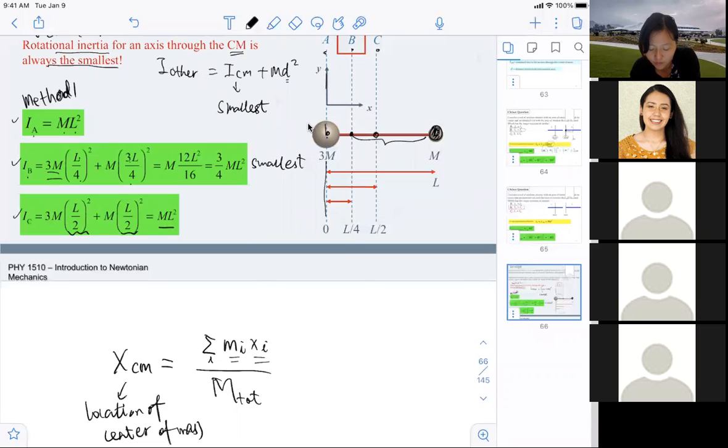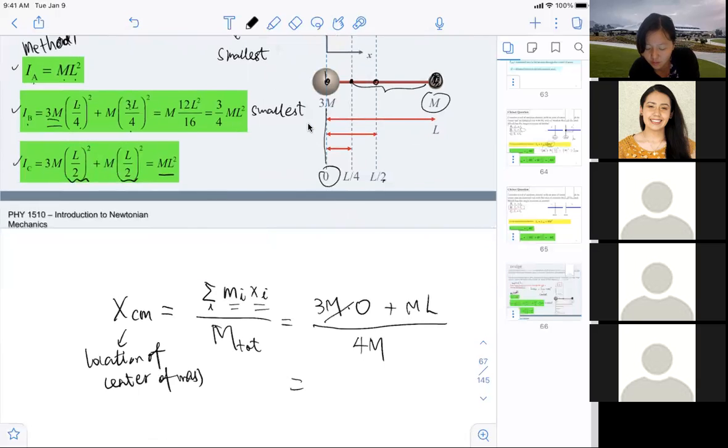So let's do this. 3M is, if we call this 0, at location 0. 1M is at a location L. And they have a total of 4M, right? 3M plus 1M. So where is the center of mass? The center of mass is ML over 4M, which is at L over 4. So this is where the center of mass of the two-object distribution is.